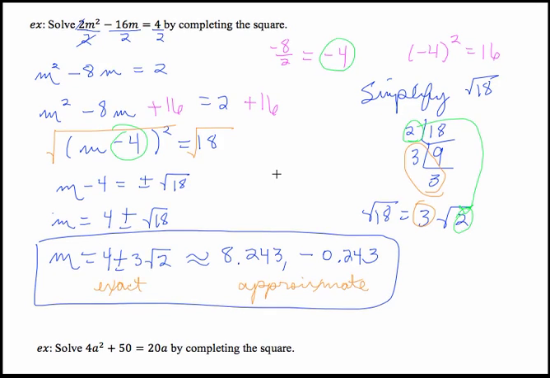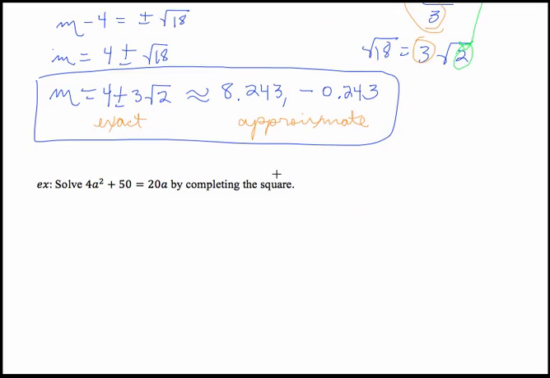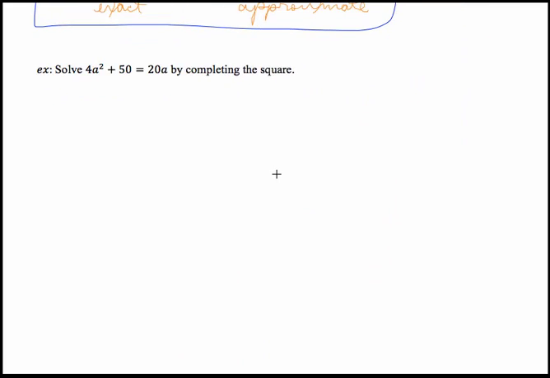Okay, so pause the video and try the next one on your own. 4a squared plus 50 equals 20a. Well, let's see. I need to rearrange here. I've got an a squared term and an a term, but I need to get those on the same side, and I need to get the constant term on the other side. So 4a squared minus 20a equals negative 50. We have to divide by this coefficient no matter what. So I've got to divide everything by 4.